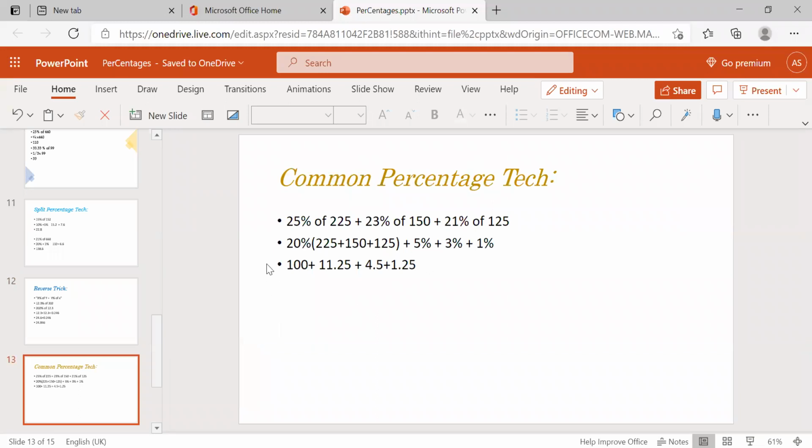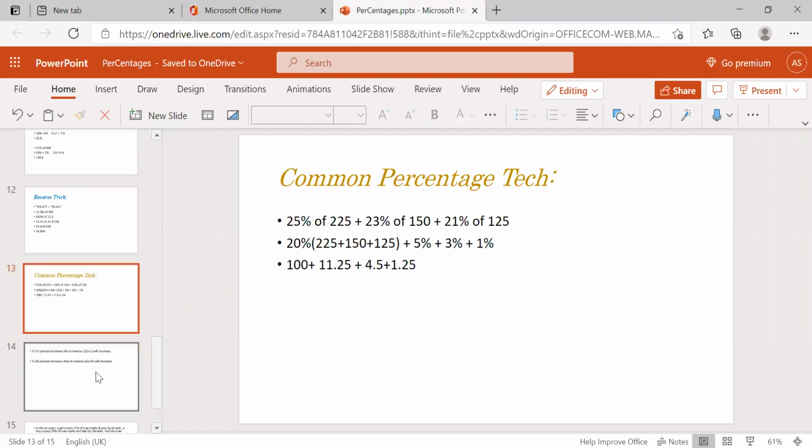Now the common percentage technique. Here you need to take the common part. Here 25% is there, here 23% is there, and 21% is there. In common, this 20% is common. Out of this, the remaining is 3% here and the remaining 1% from here. Then just take the total number and take the 20%. It is much easier than the general traditional method. So this is the common percentage.